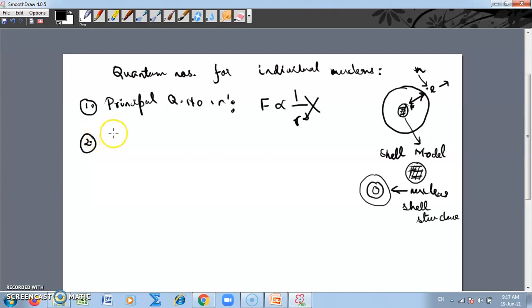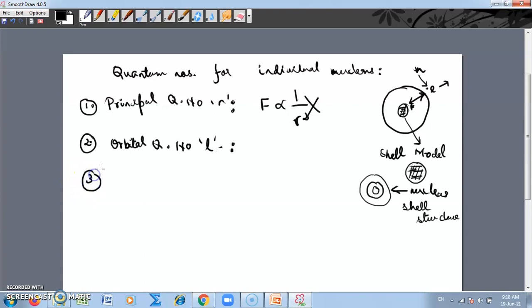Then there is the radial orbital quantum number. So we have the orbital quantum number, which is denoted by L, and it is assumed that all nucleons will have an orbital quantum number because they move about in orbits. So we have an orbital quantum number.